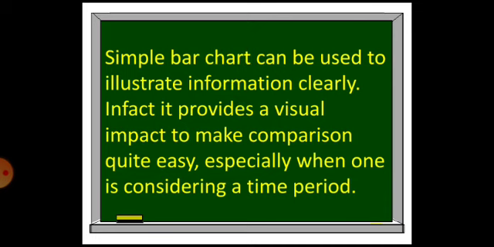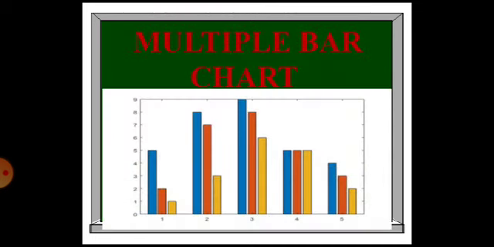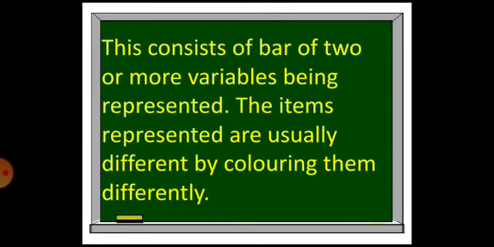The second one I'll be talking about is the multiple bar chart. Multiple bar charts are also referred to as compound bar charts. Here, two or more bars are separately represented. The chart groups two or more bar charts together, side by side, to represent data.